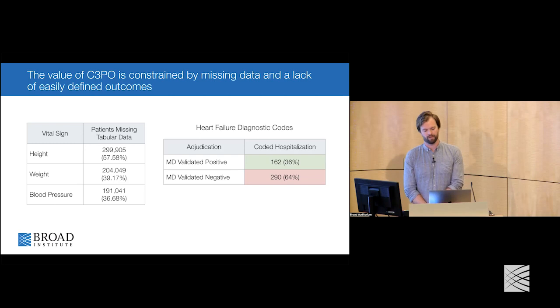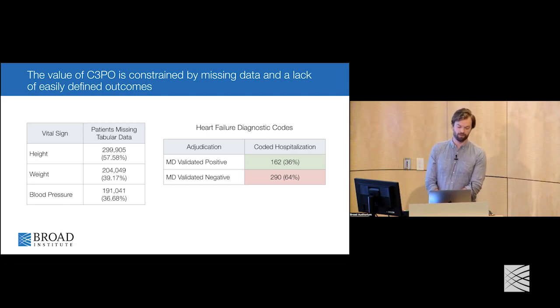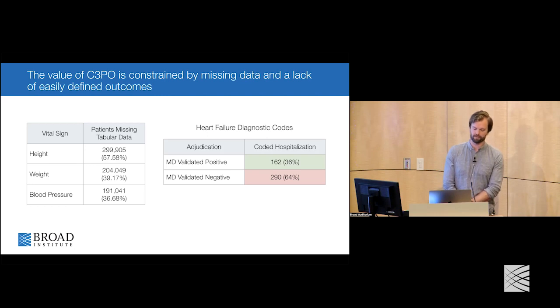And so upon clinician review of several hundred examples of heart failure code associated hospitalizations, almost 2/3 of these encounters or hospitalizations were not actually valid incident heart failure diagnoses. And so these problems collectively were very limiting in terms of our ability to use these data for downstream research.